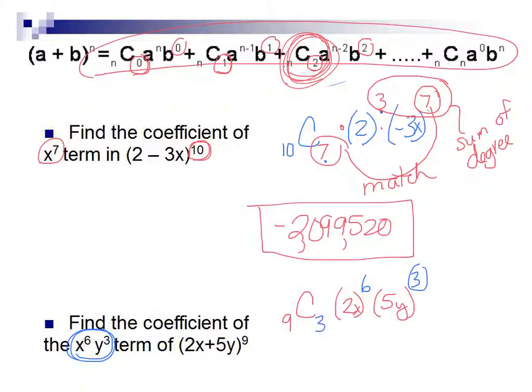So then what you do is you type in your calculator and you're multiplying in here, okay? You're going to do 9 choose 3, and then you're going to take that times 2 to the 6th, and you're going to take that times 5 to the 3rd. You can do it all in one shot in your calculator if you want, but I ended up with 672,000 as the coefficient on that term.